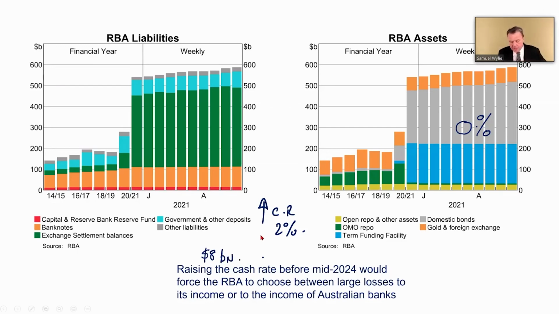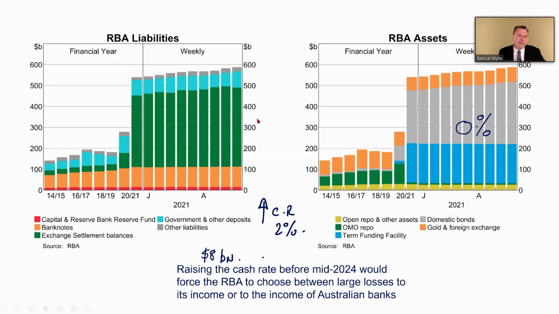Now, you could say, well, they could just not pay anything to the banks. Well, then the banks are going to have to pay their depositors. So if you put the cash rate up, then all the liabilities of the banks are going to go up. Their deposit rates, the bank bill swap rate, everything on the right-hand side of their balance sheet, all their liabilities are going to go up. And they're going to continue to get zero here and have to pay out 2% to their depositors.